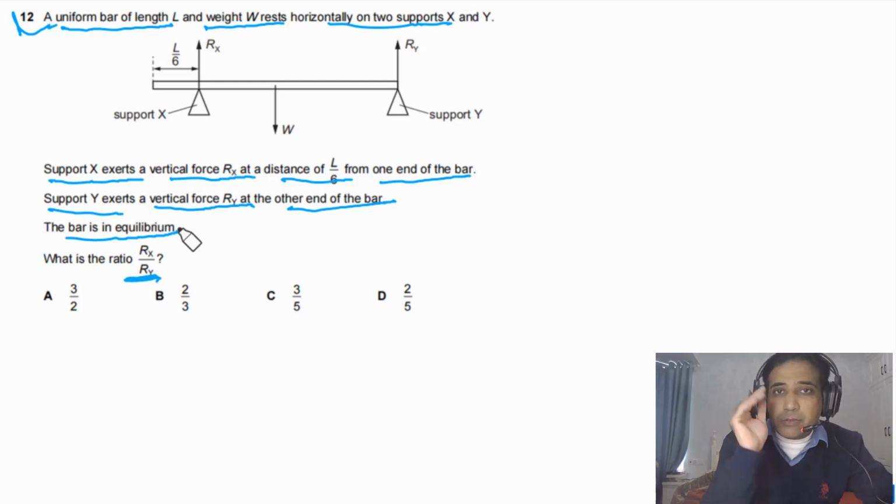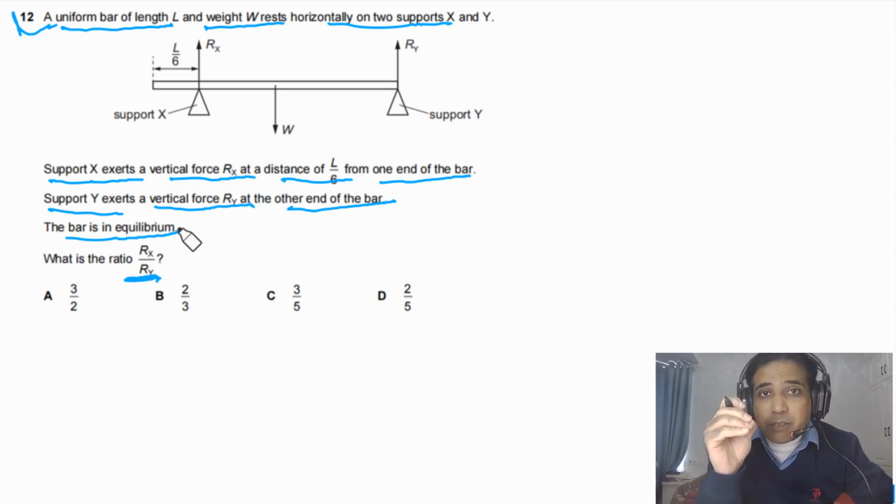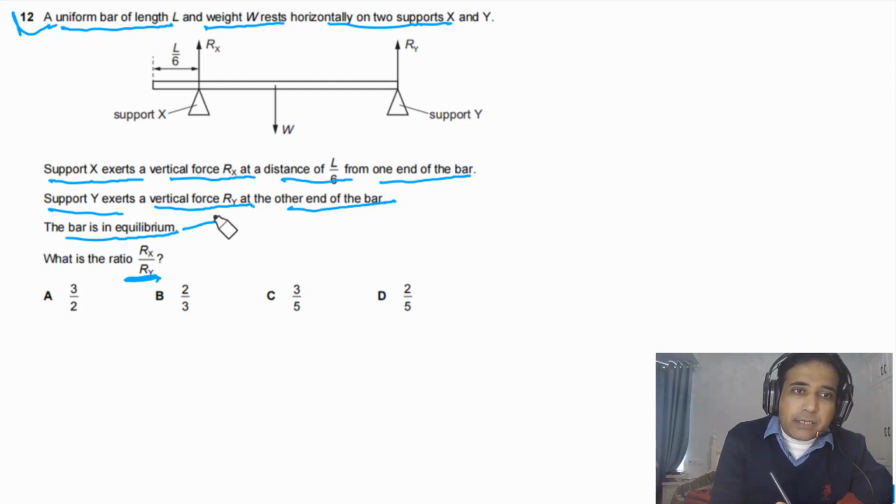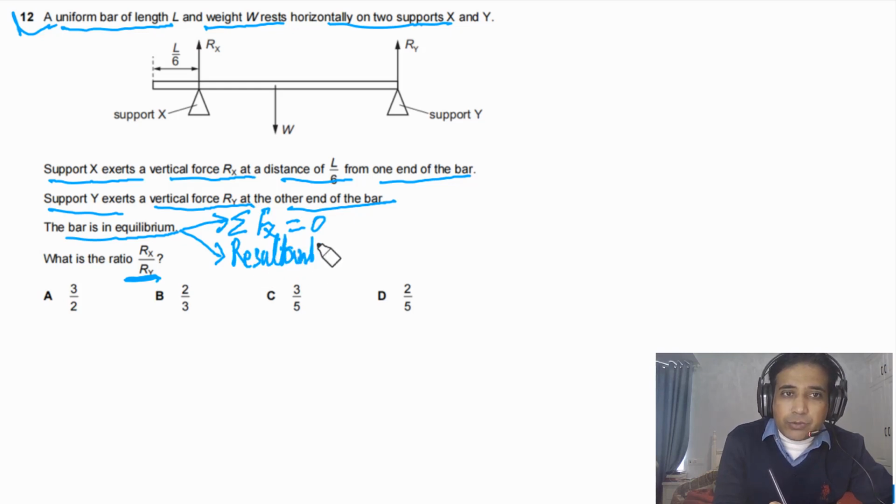For this question, it is given that the bar is in equilibrium. Even if it is not given, in most cases you can assume that it is in equilibrium. Equilibrium simply means that the sum of the forces in any direction is equal to 0, and the resultant moment about any point is also equal to 0.